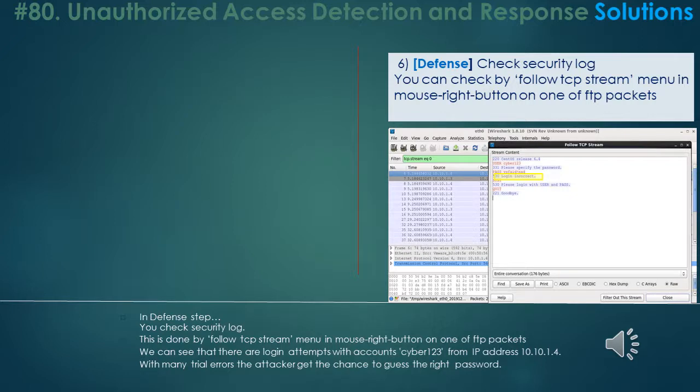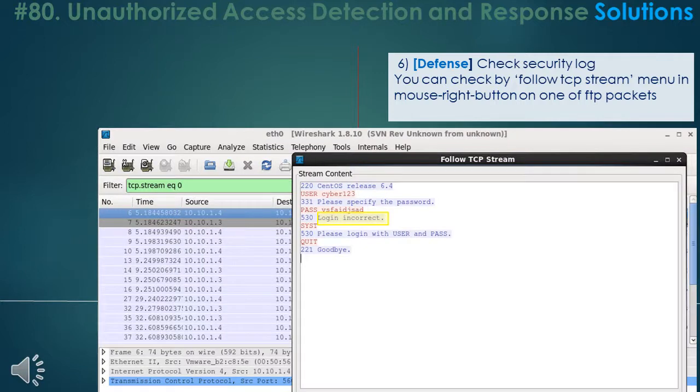In the defense tab, you check the security log. This is done by the Follow TCP Stream menu, with the mouse right button on one of the FTP packets. We can see that there are login attempts with the account Cyber123 from IP address 10.10.1.4. With many trial and errors, the attacker gets the chance to guess the right password. And the login incorrect message is shown there.